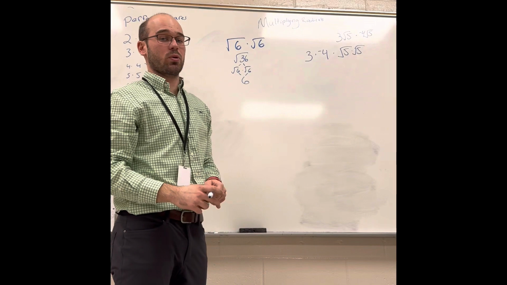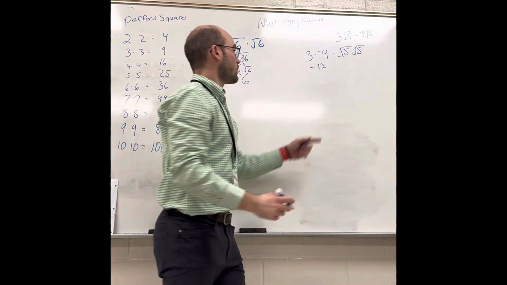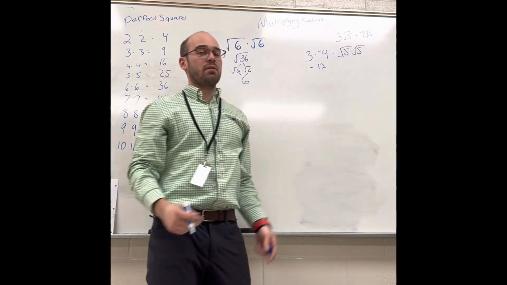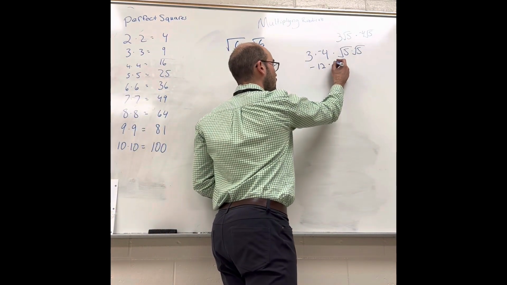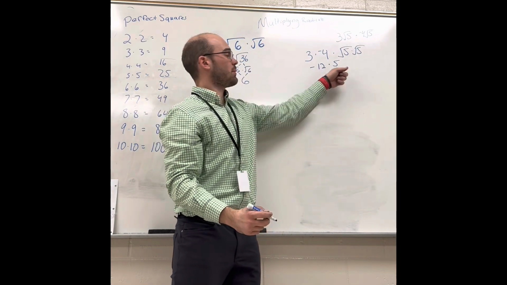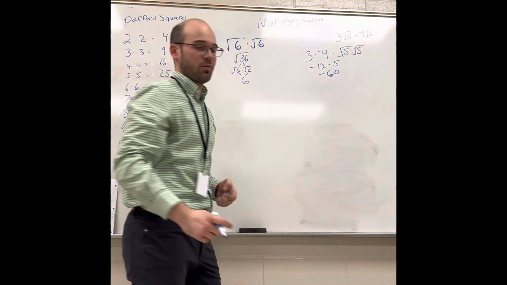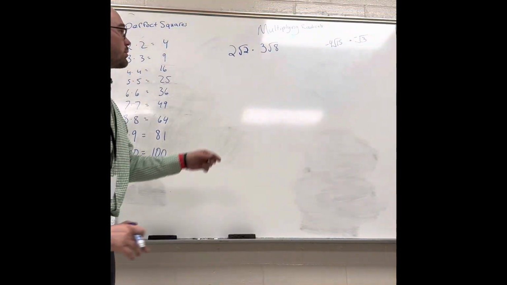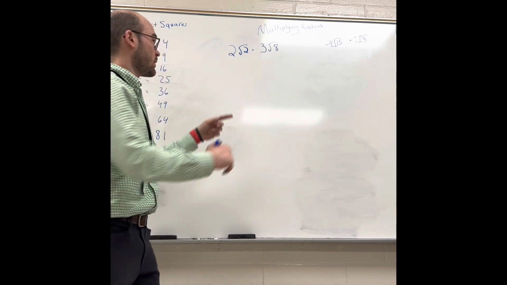3 times negative 4 would get me negative 12, right? Root 5 times root 5, 5 is going to come out. Negative 12 times 5, I'll get negative 60 is my final answer. All right, here's another one for you. 2 root 2 times 3 root 8.